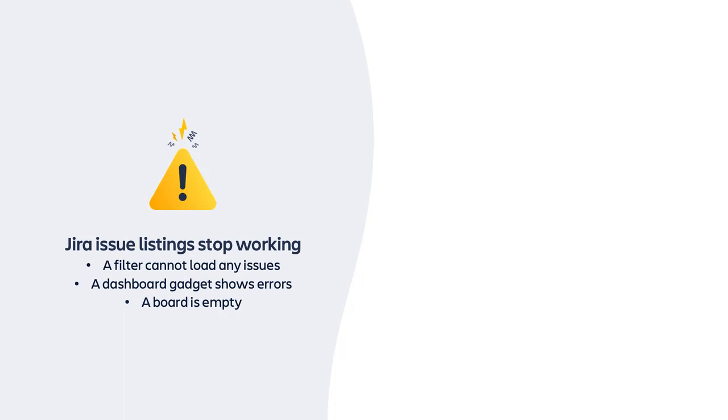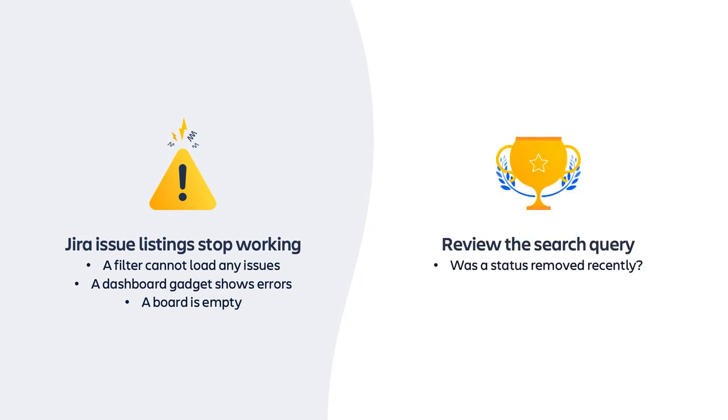In this case, Jira software boards might appear empty and dashboard gadgets not retrieve the filters they are based on. The filters themselves might not load issues at all, and instead display an error message. One of the reasons for this might be that part of the search query contains a status that has been removed. When this happens, filters show the error: The value does not exist for the field status. Dashboard gadgets will not function. They will appear empty and boards won't load any issues, as their filter becomes invalid.